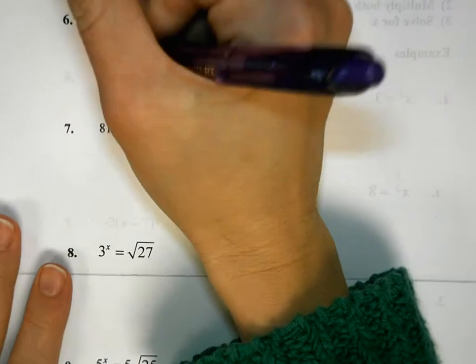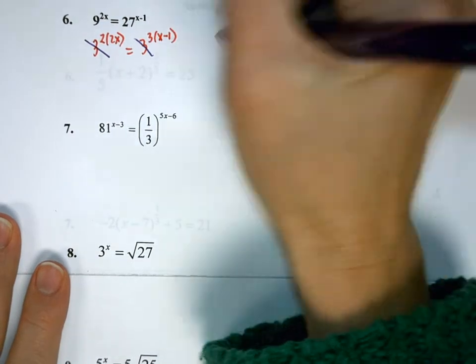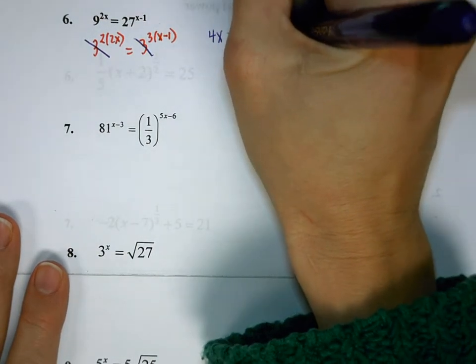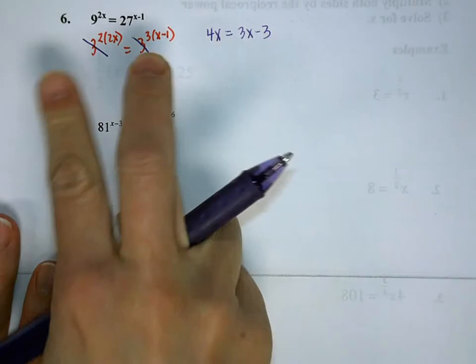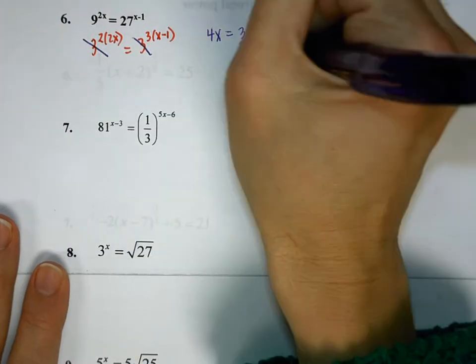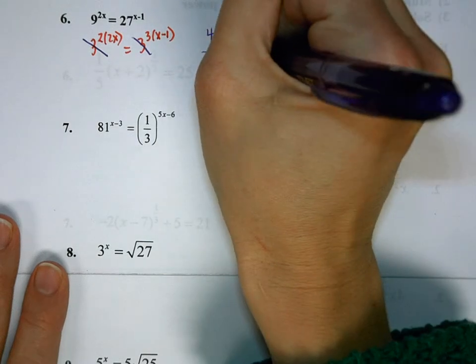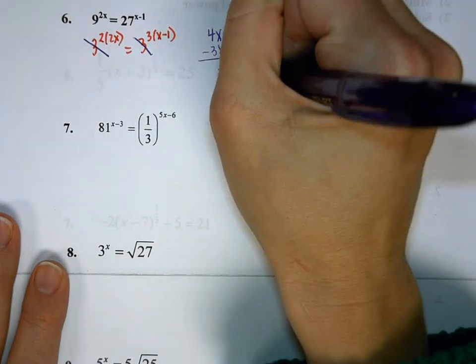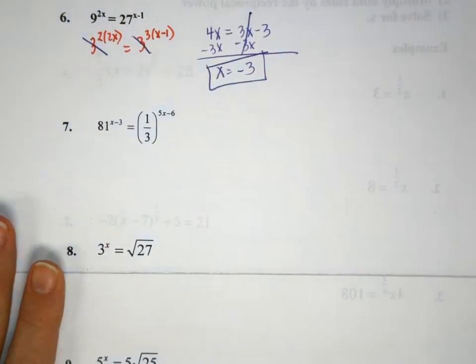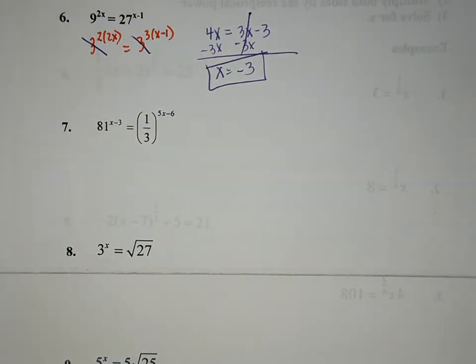Now that we have that, we can drop our bases. So I'm going to have 4x equals 3x minus 3. Are you guys okay with me not writing that and just simplifying? Okay. So then we subtract 3x. And then we get x equals negative 3. Perfect. That's good. Questions? All right, example 7. Okay, we'll do 3 more candies.